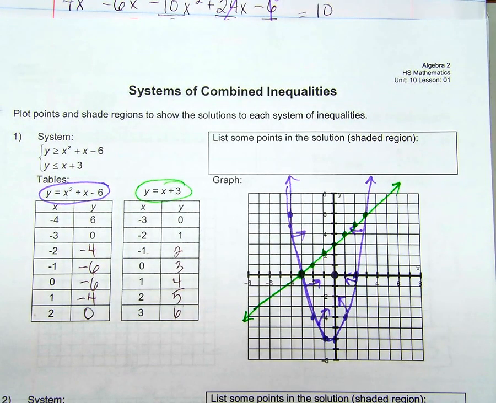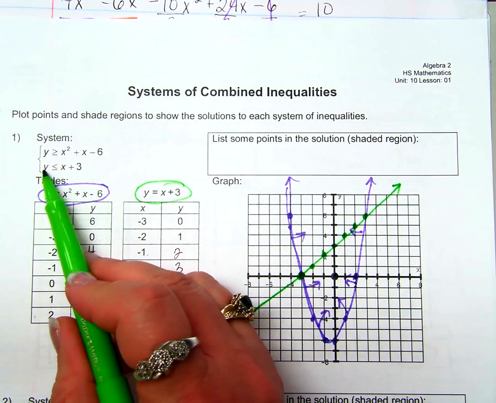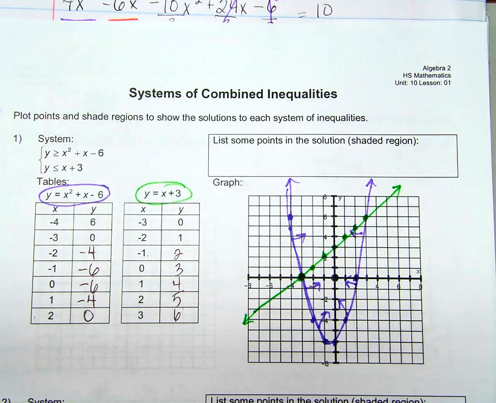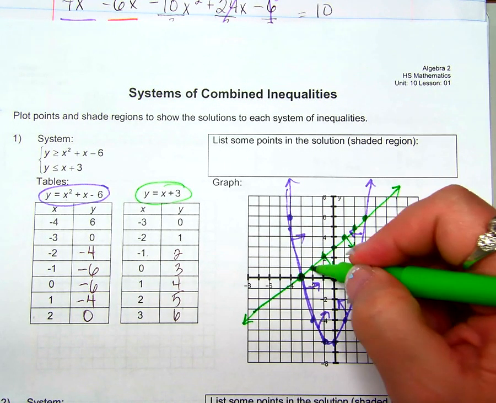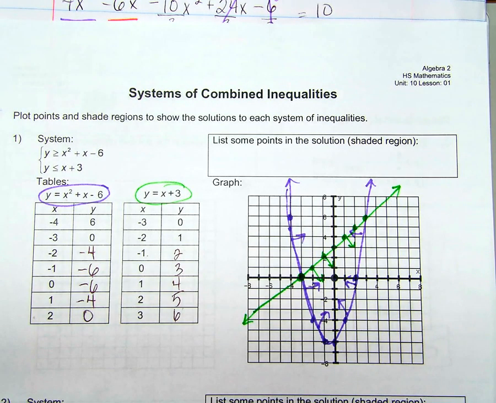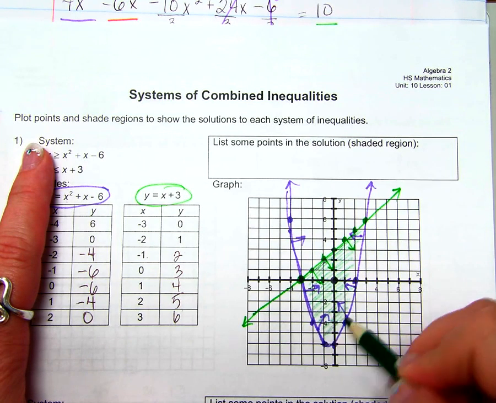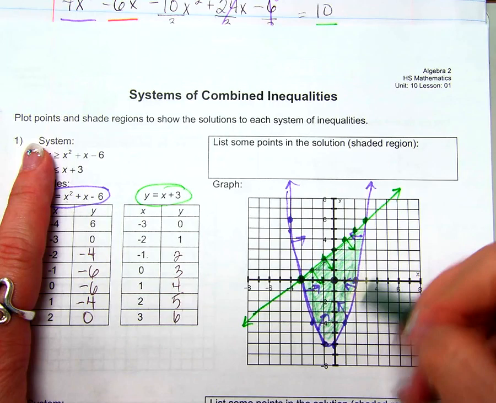Now, should I shade above or below the line? If I choose a point 0, 0, in this case it happens to be below the line, I get 0 is less than 3. Is 0 less than 3? Yes, so I shade toward the point that I chose that made it true. So where should I end up shading for this problem? So that's the solution, right?